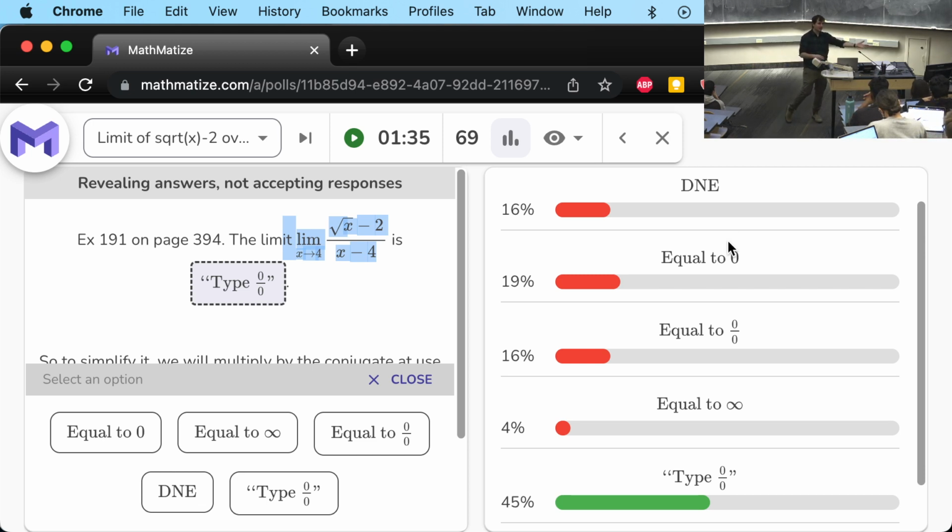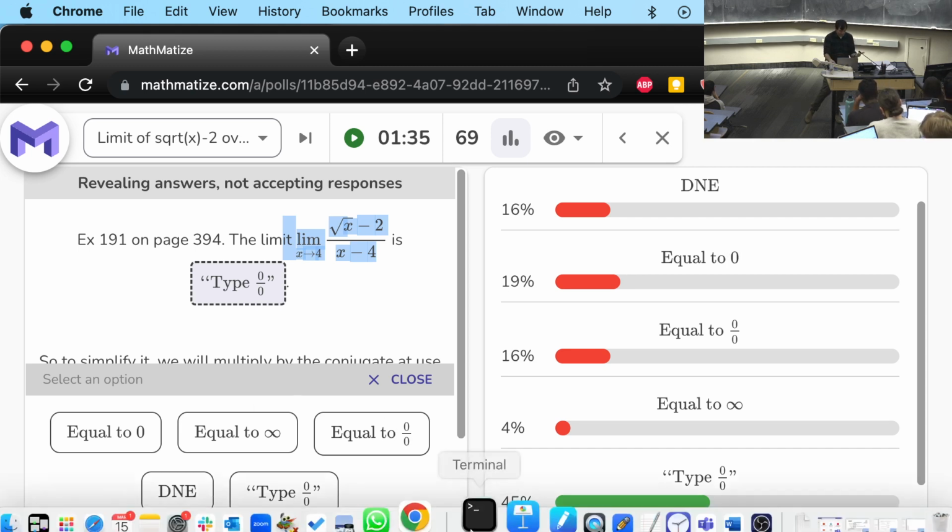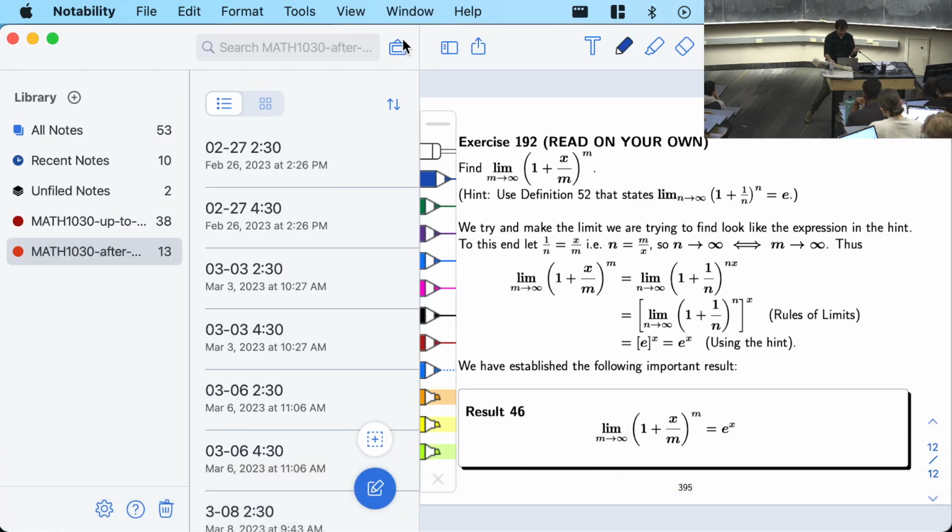It could be that it doesn't exist. It could be that it's infinity. It could be that it's 7. You don't know. Just because it's 0 over 0, you don't know. You have to do the hard work and figure it out. We saw 2 examples of this last class. So I'll remind you guys of the examples.